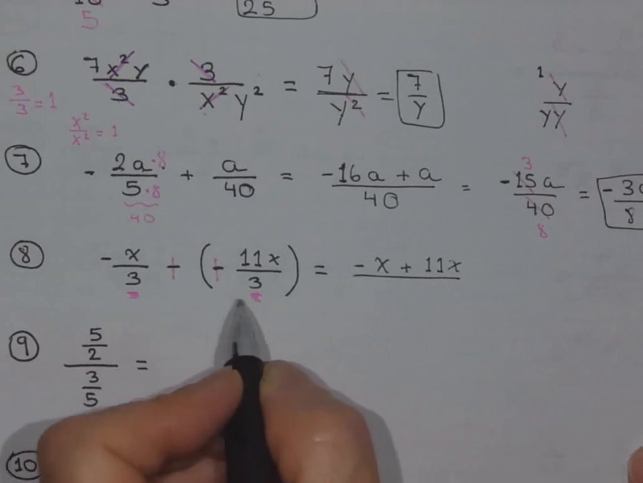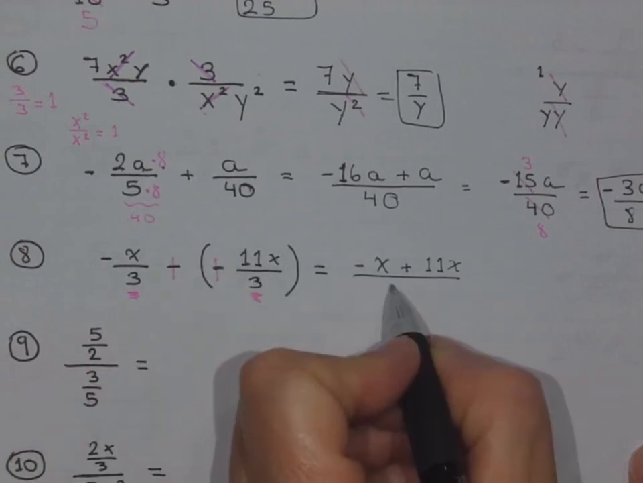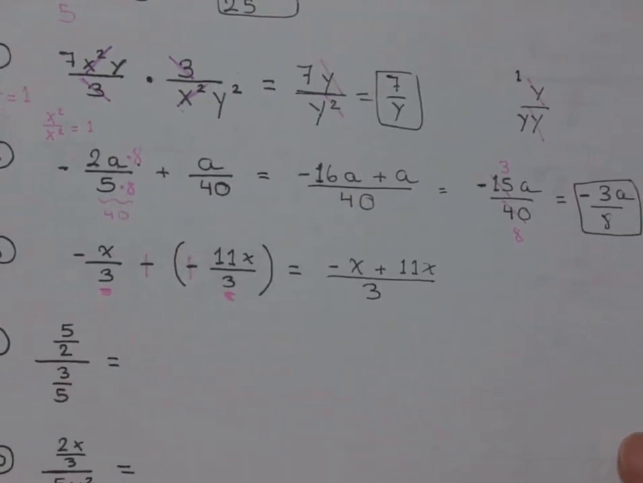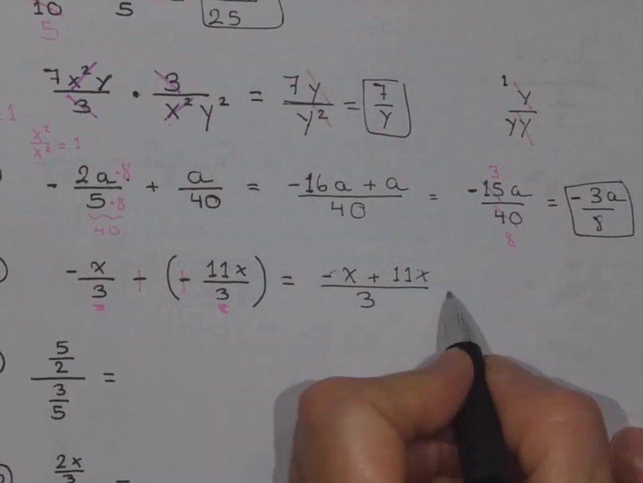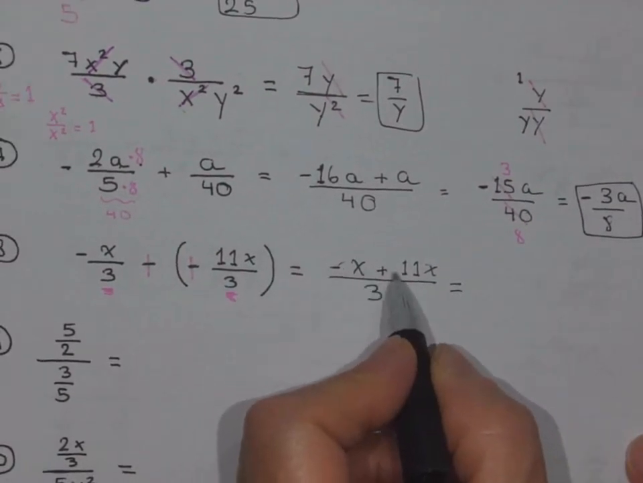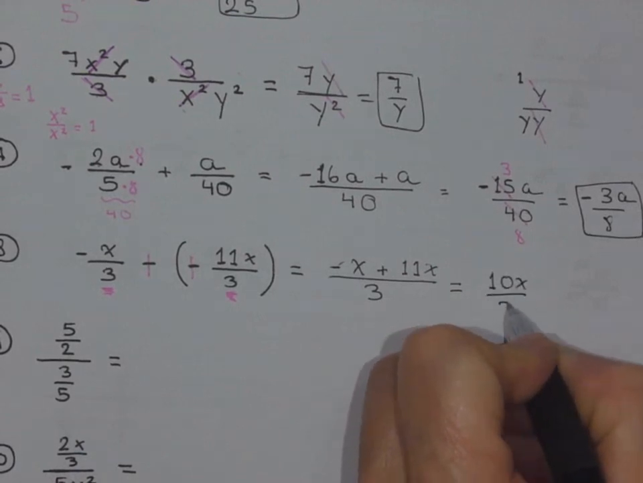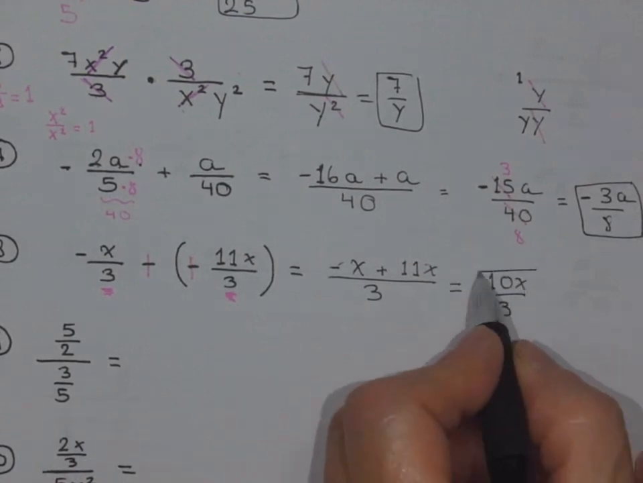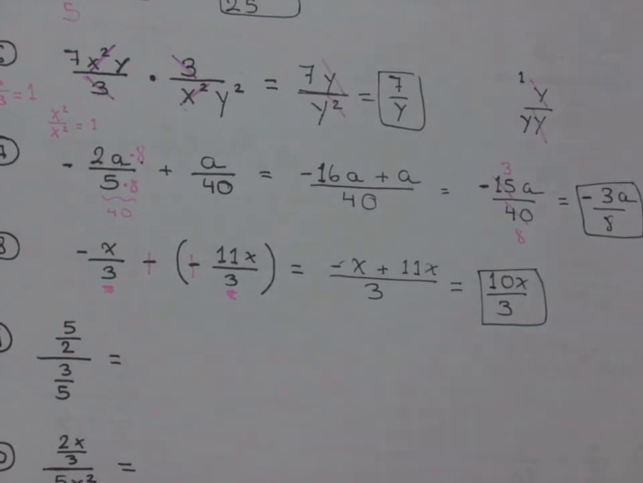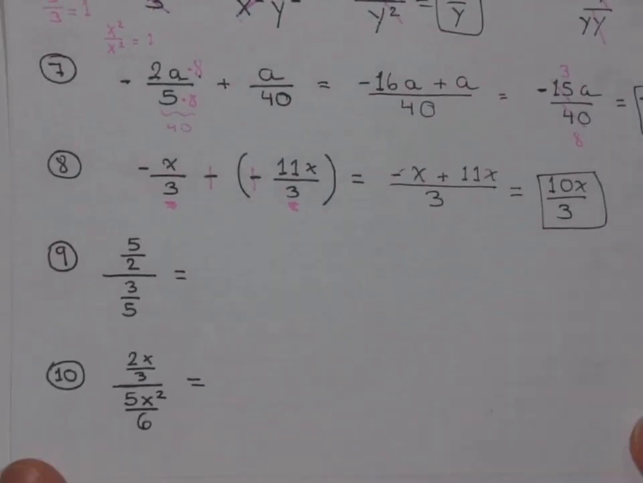over my common denominator, because it's an addition, subtraction, right? Not a multiplication. And then those are like terms, so we're going to put them together. Negative 1 plus 11 is 10, so 10x over 3. 10 and 3 do not have any factor in common, so we can say this is our answer.